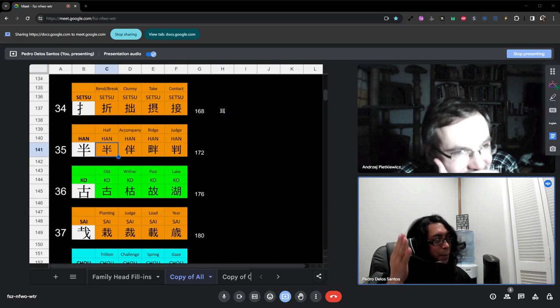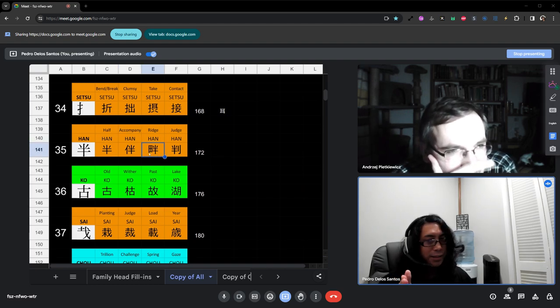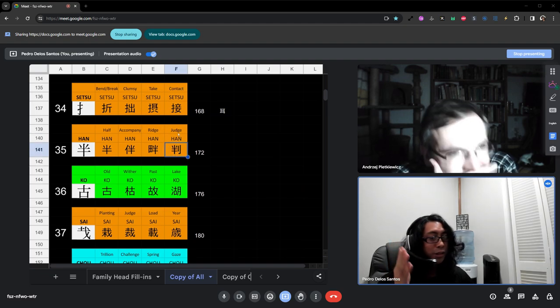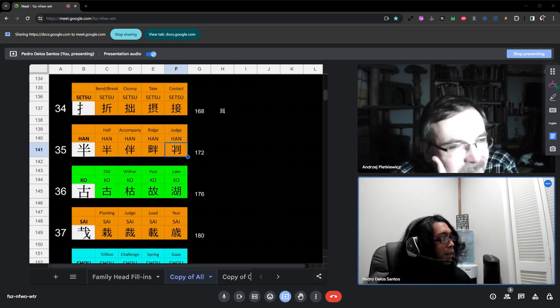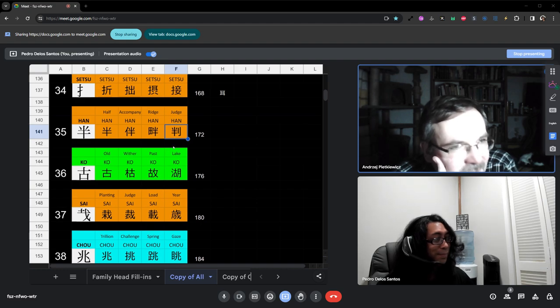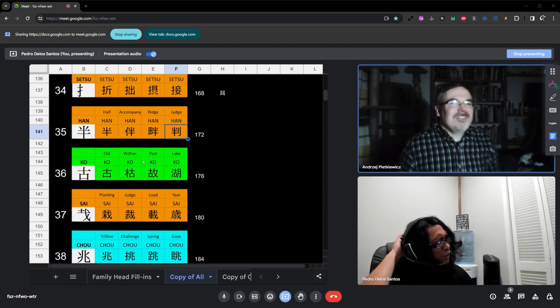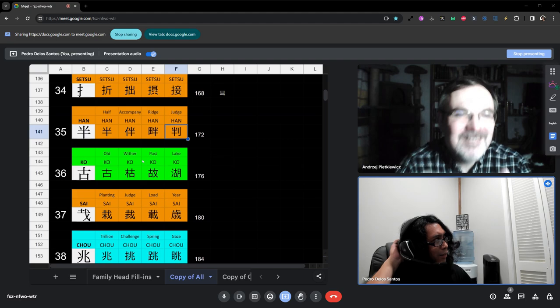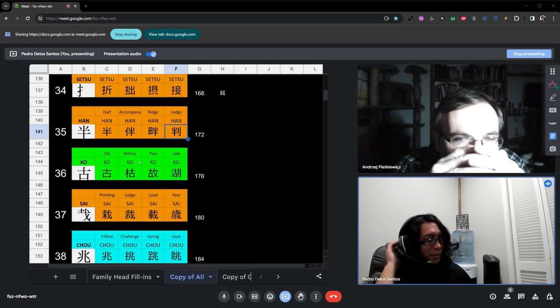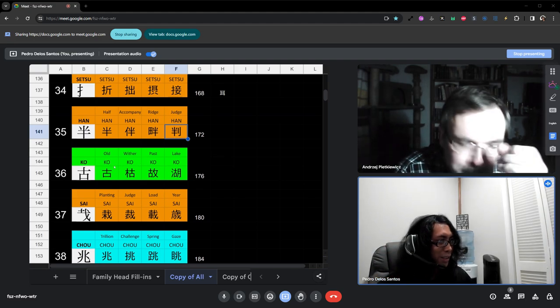This one here is something being cut in half. When you have half and you have person, it means to accompany. Half, and then you have this is a field, ridge, and then you have half, and you cut something in half with a sword. Judge. This was something they did in history a long time ago. They would judge. It's interesting because there's some things here that might even appear biblical in nature, which I found interesting.